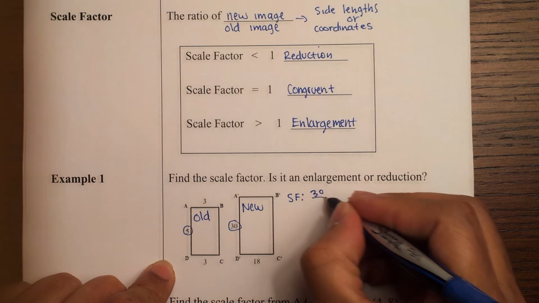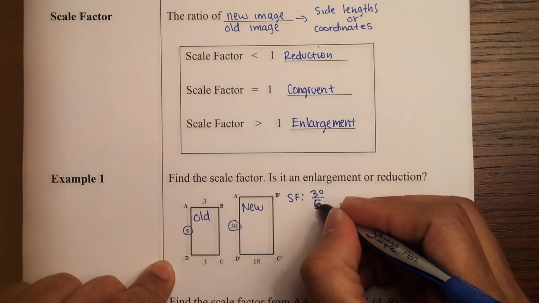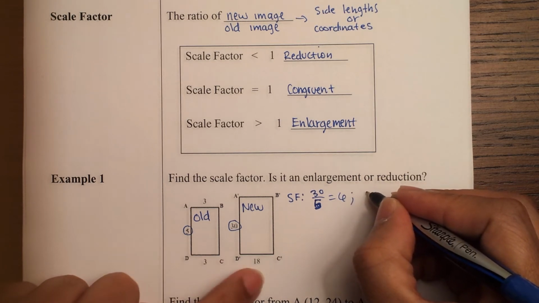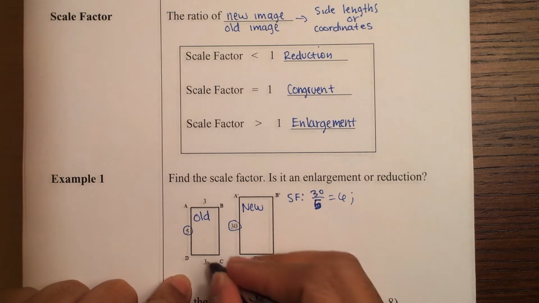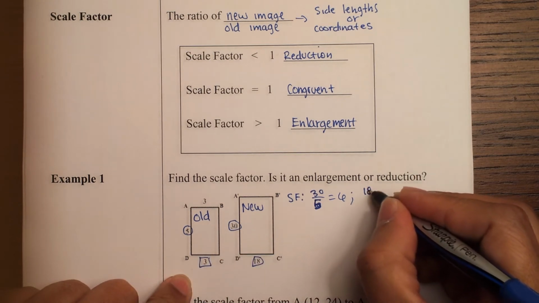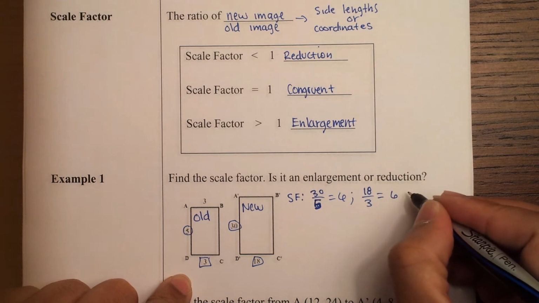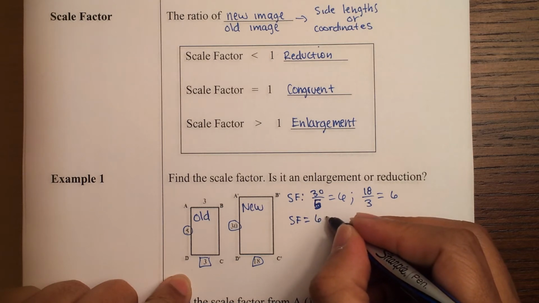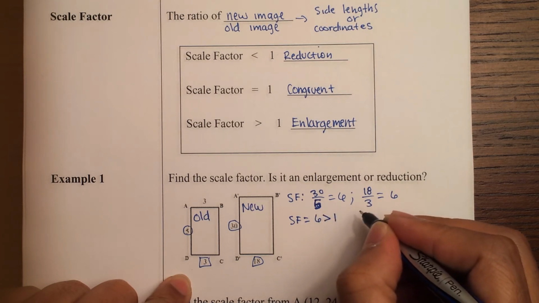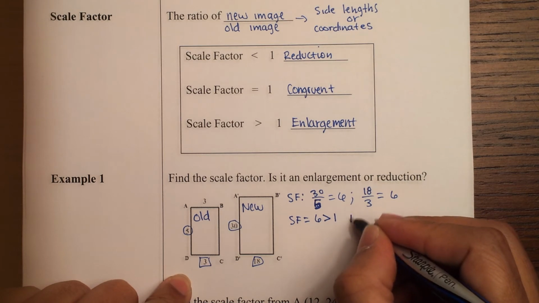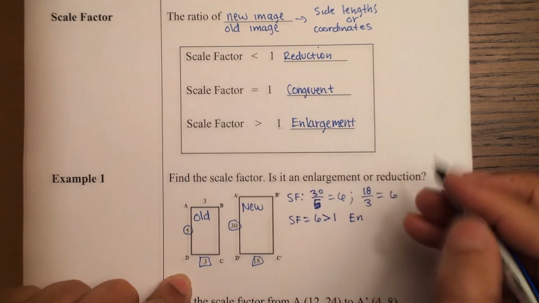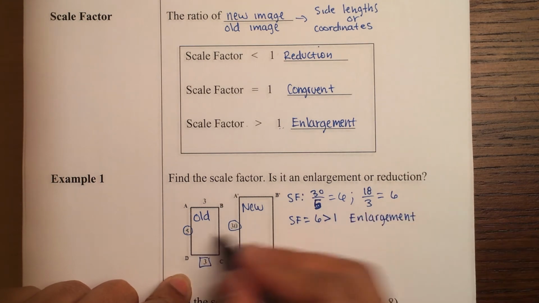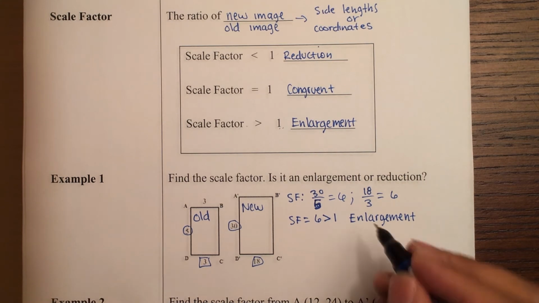So that's 30 over 5. 30 over 5 reduces to 6. And also 18 over 3. So now it's this one here and that 3. So that's 18 over 3, which also reduces to 6. So the scale factor is equal to 6, which is greater than 1. Okay, so that means we're talking about an enlargement. Because the scale factor is greater than 1, so this is an enlargement. And that should be also obvious from the diagram. Okay, so that's the first example.